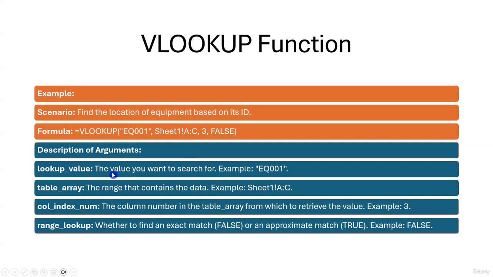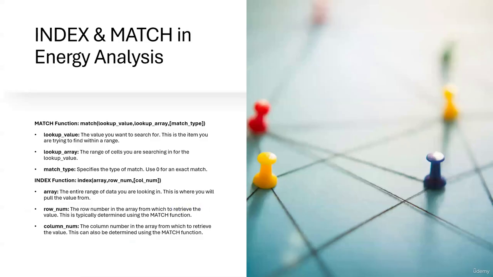So let's again see. Lookup value: the value you want to search for, example EQ001. Table array: the range that contains the data, example Sheet1 A to C. Column index number: the column in the table array from which to retrieve the value, example 3. So this 3 refers to column C. But if you just type 2 here, then it will look up column B. FALSE means an exact match, and TRUE means an approximate match.